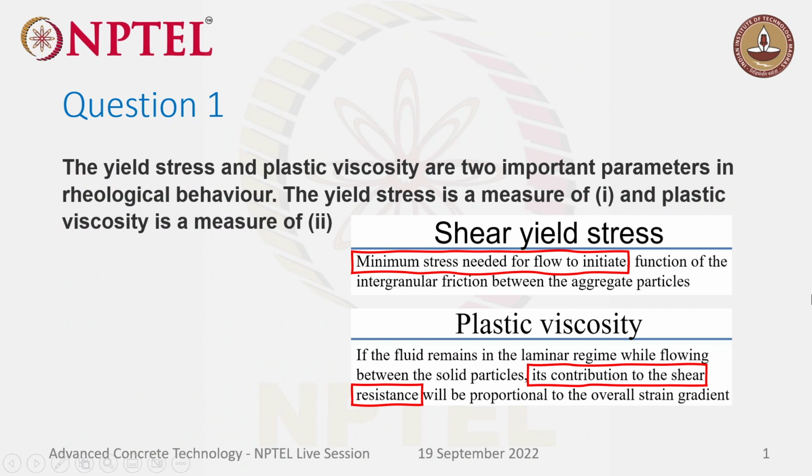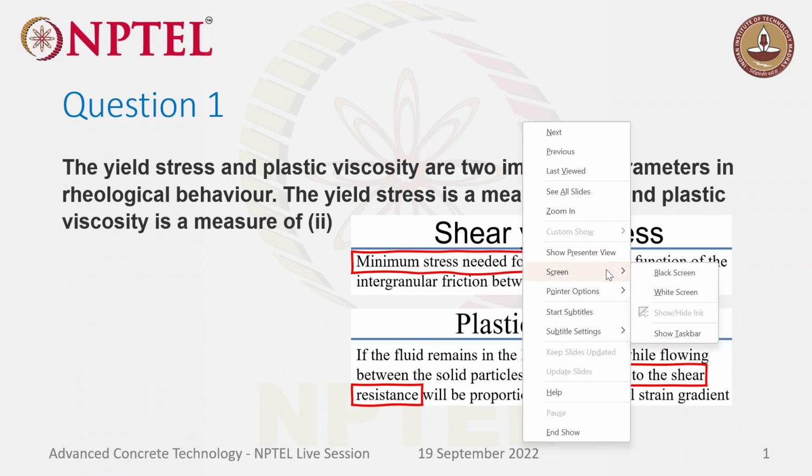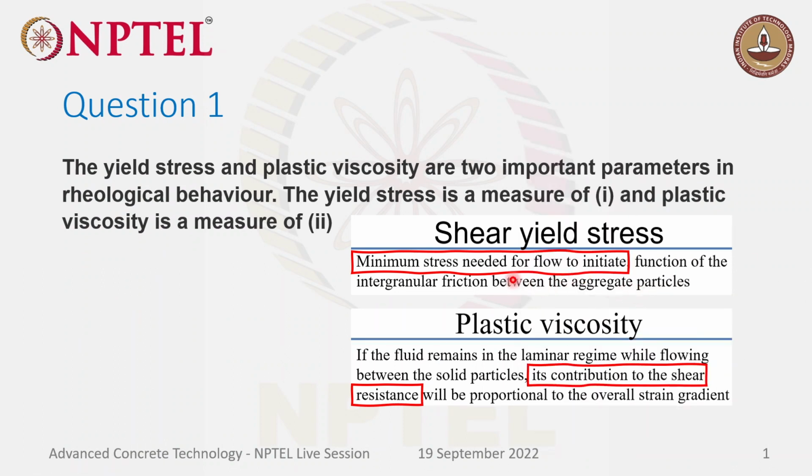These are some snaps from the lecture PPT. So here in the slide about shear yield stress, they have mentioned the minimum stress needed for the flow to initiate. So the cement paste or cement concrete will be at rest. It will not be subject to any motion. So initially it will have more resistance to flow. So we'll find out what is the minimum stress needed for the flow to initiate. So that is the shear yield stress, from rest to flow.